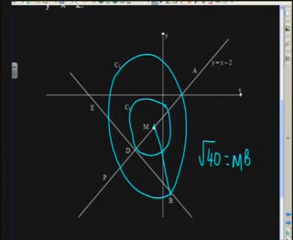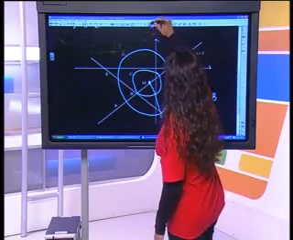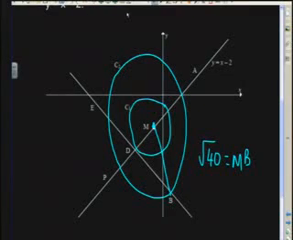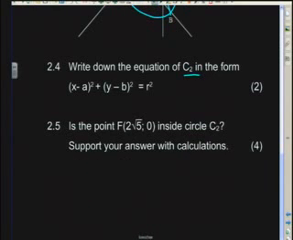Now remember, we've worked out right in the very first question, 2.1, that the center M was minus 1, minus root 3. We've already worked that out. So all I've got to do now is simply use the center of the circle, those coordinates M, and then the radius MB to write the equation of circle C2. So we know that the value of a is minus 1, the value of b is minus root 3, and R is root 40. So we simply put those values in.